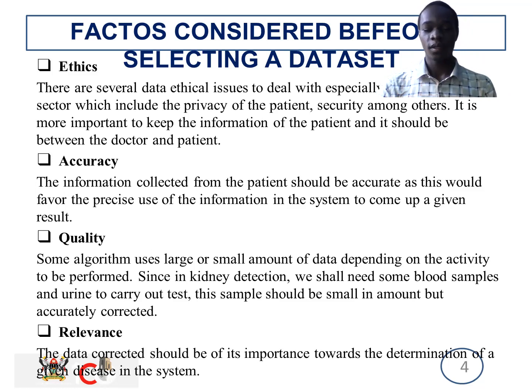Relevance. We collected data for its use, meaning that the data collected should meet its importance towards the determination of the disease. Then quality. The information collected should be of high quality depending on the algorithm to be used. For example, if we are going to use a blood sample, we shall need little blood, but if we are going to use urine, we shall need a lot of urine to detect if it contains a lot of sugar or not, so that we can deduce the functioning of the kidney.